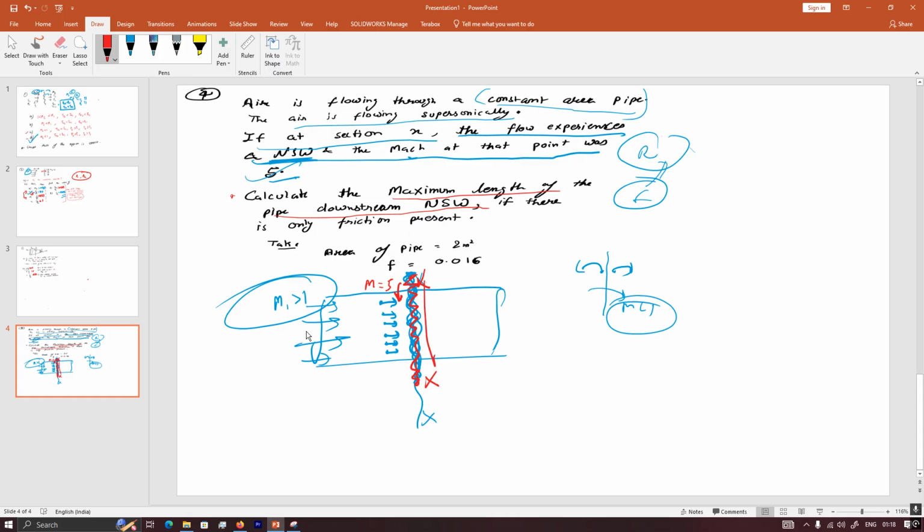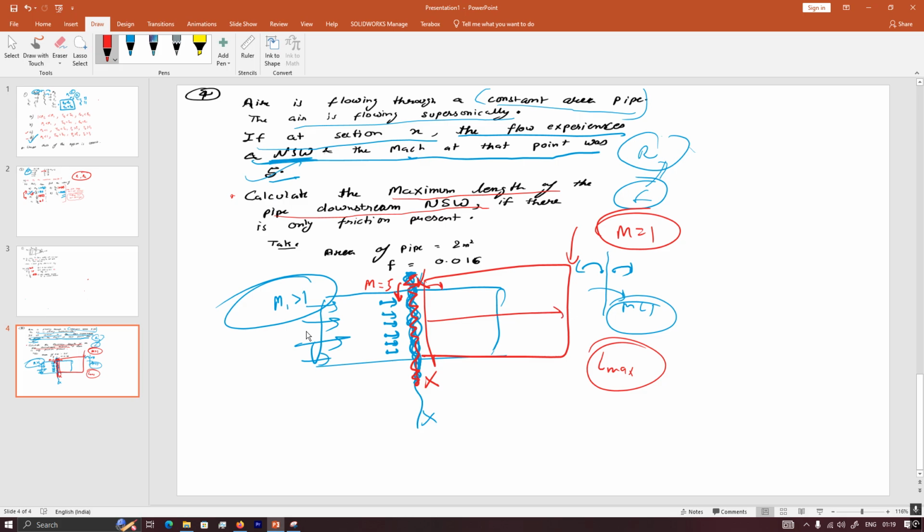So from this portion to this, maximum means we have to calculate to the point where we reach Mach equal to 1. So we have to calculate L max only. After the normal shock wave, what length will be needed to make the Mach 1? First, for calculating this length, we should know what the Mach is at this point, right? So what to do? We can use normal shock wave relations, right? So now we'll do that.